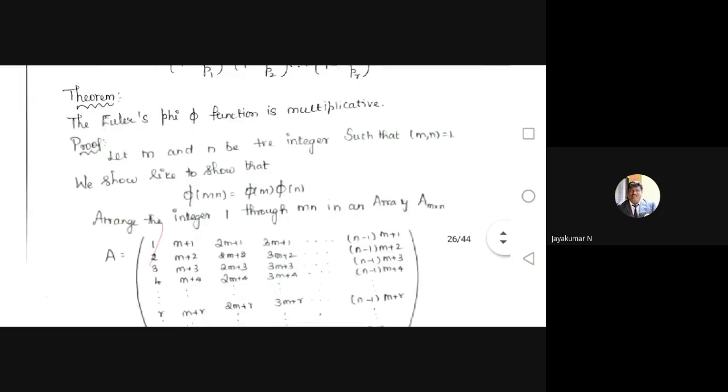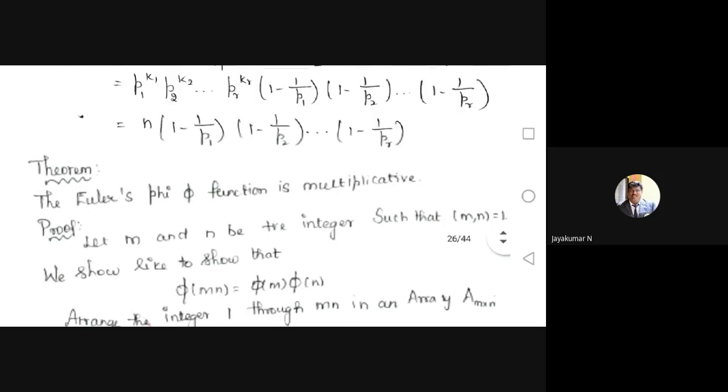Next, my next theorem: Euler's phi function is multiplicative. We are going to prove that Euler's phi function is multiplicative. It is enough to prove that phi of mn is equal to phi of m into phi of n. If you prove this, then we can conclude that phi is a multiplicative function, since phi satisfies the definition of multiplicative functions.